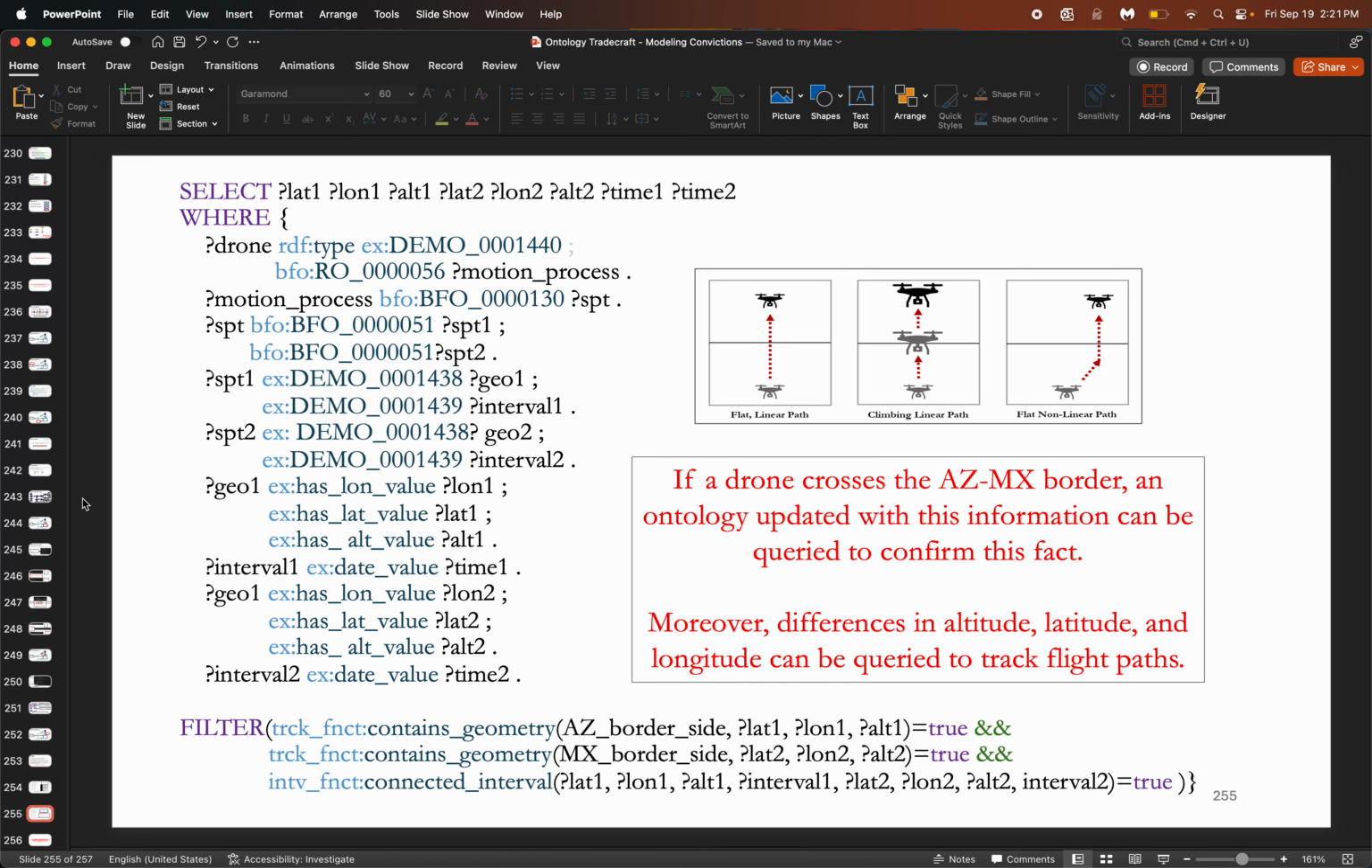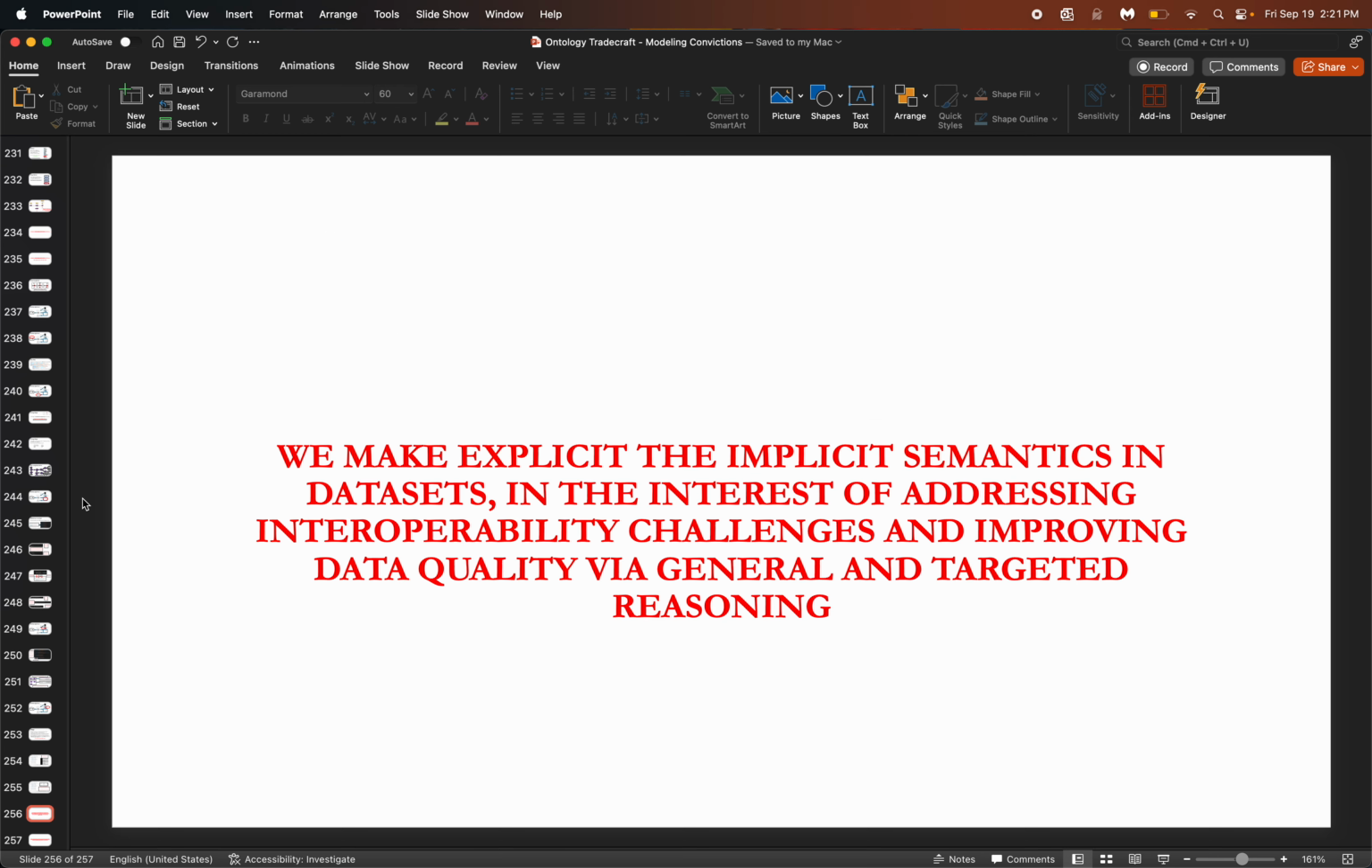So if a drone crosses the U.S.-Mexico border and an ontology is updated with this information, it can be queried, or triggered to query, to confirm this fact. And moreover, differences in altitude, latitude, and longitude can also be queried to track flight paths, because different drones, sometimes nefarious drones, cross over the border in different ways than what you would be doing if you were just flying for fun.